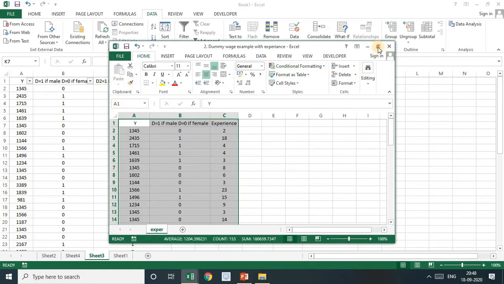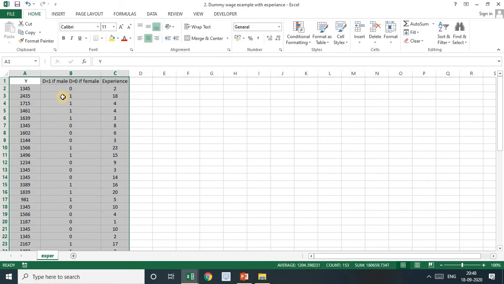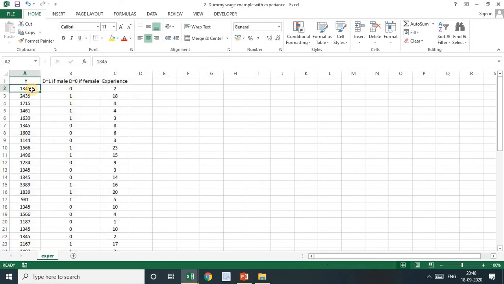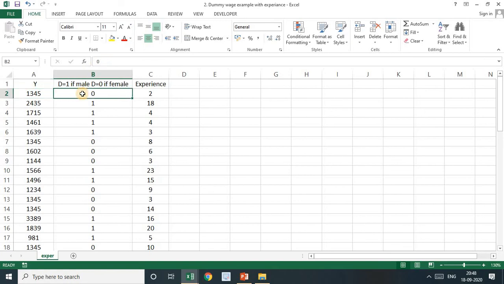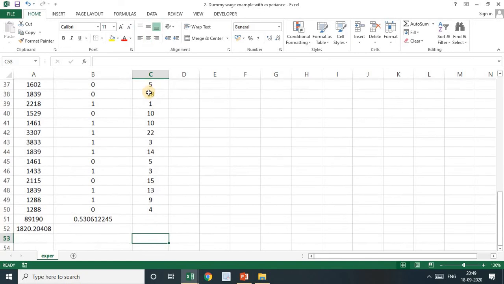Now you see, there is a wage rate. It is around 1345. This person is female and has only 2 years of experience. The second person is getting around 2435 rupees as the wage, and that person is male and his experience is very high, 18 years.